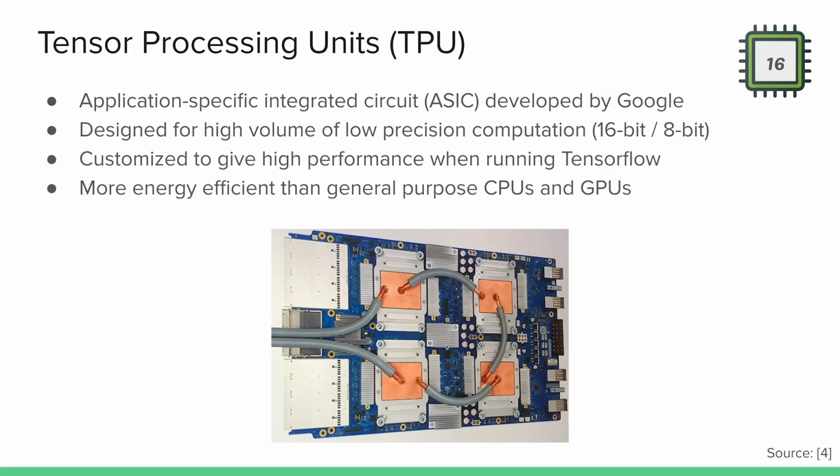There is specific hardware that supports these lower precision numbers, called tensor processing units, developed by Google. They have an application-specific integrated circuit, an ASIC processor, that is designed for this high volume of low precision computation. It clocks at a much lower rate, but given that it only has a limited set of operations and is highly optimized for parallel processing, it gives very good performance while not producing too much heat while training.